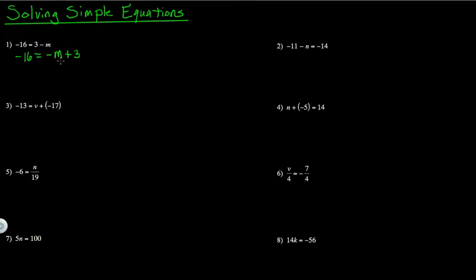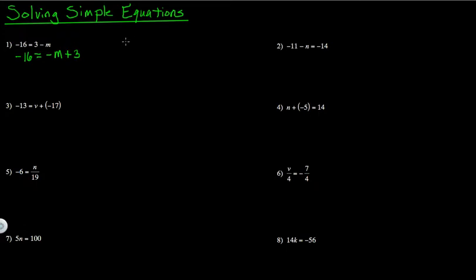So now I can ask the question, what is being done to m? Well, we can see clearly that two things are being done to m. M is being multiplied by negative 1, which makes it into a negative m, and we're adding 3 to m. All right, so we're doing two things to m. We're multiplying it by negative 1, and we're adding 3 to it. So those are the things that we're going to have to undo.